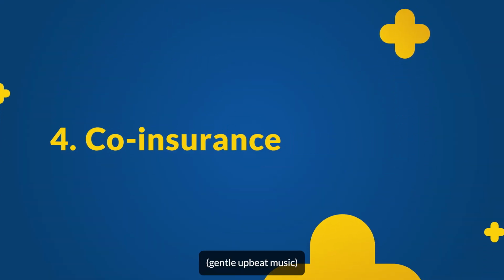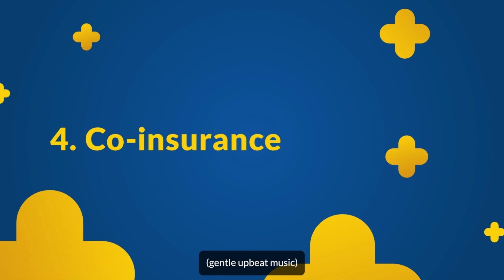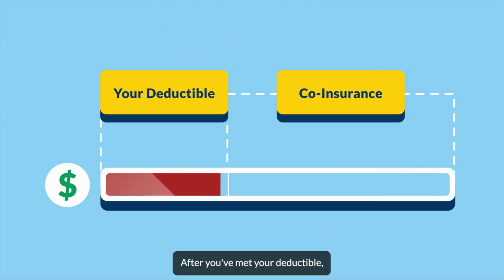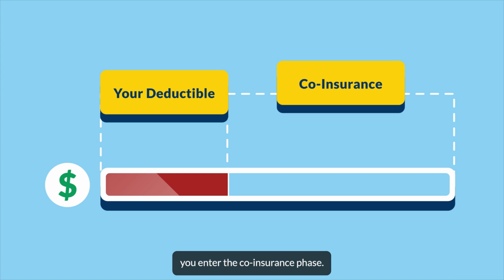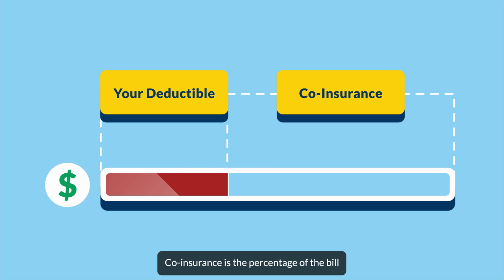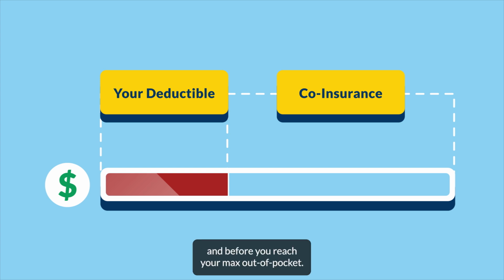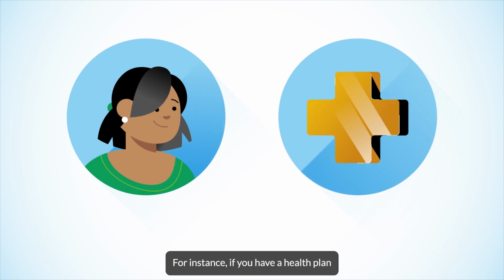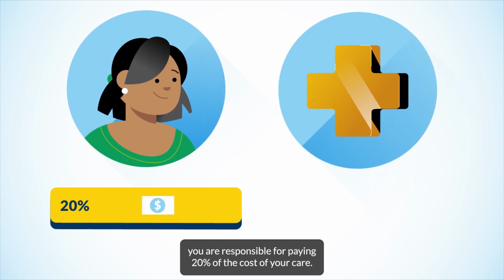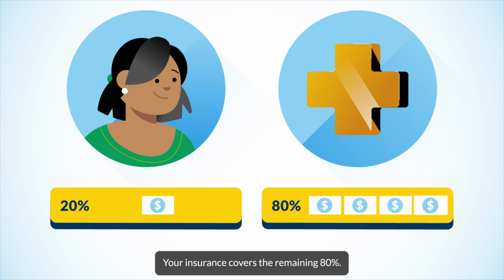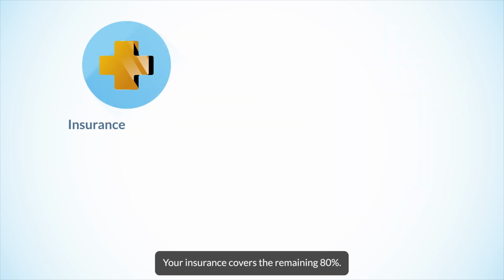Coinsurance. After you've met your deductible, remember, that's the minimum amount you must spend before your insurance starts paying, you enter the coinsurance phase. Coinsurance is the percentage of the bill that you are responsible for paying on top of your deductible and before you reach your max out-of-pocket. For instance, if you have a health plan with a 20% coinsurance rate, you are responsible for paying 20% of the cost of your care. Your insurance covers the remaining 80%.